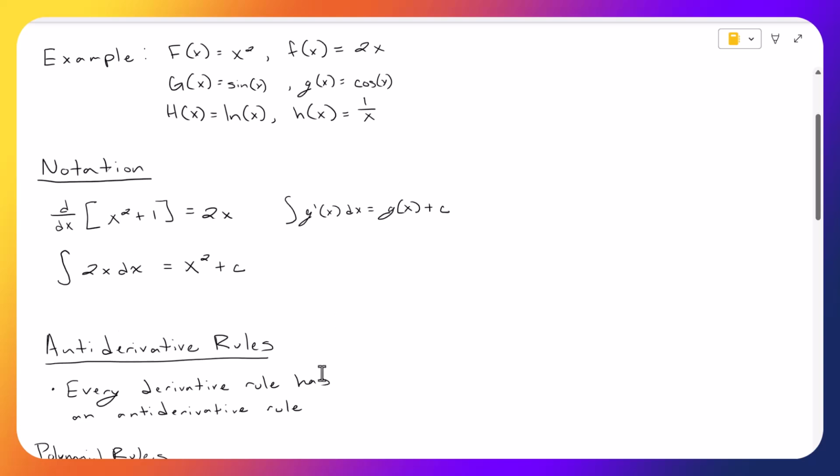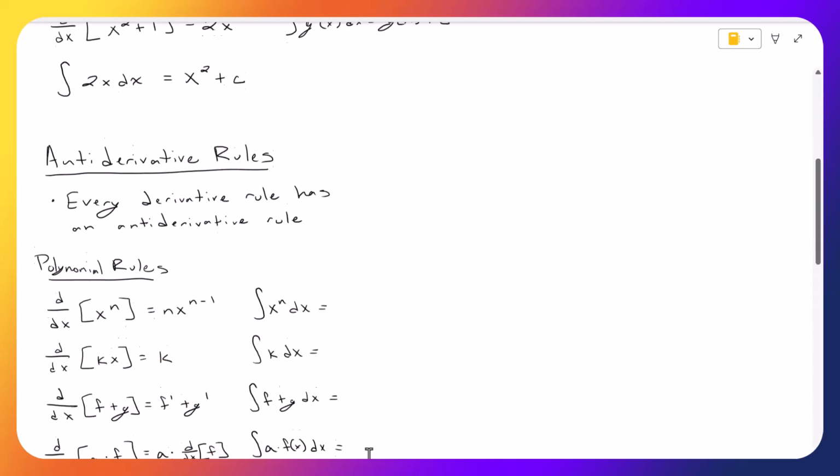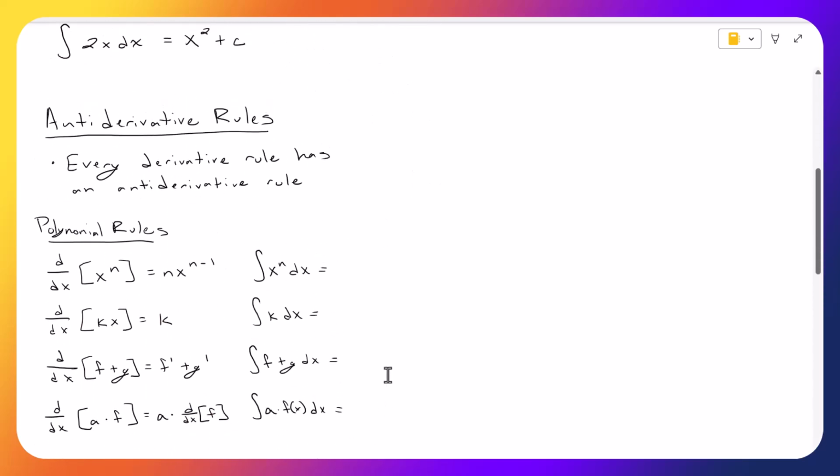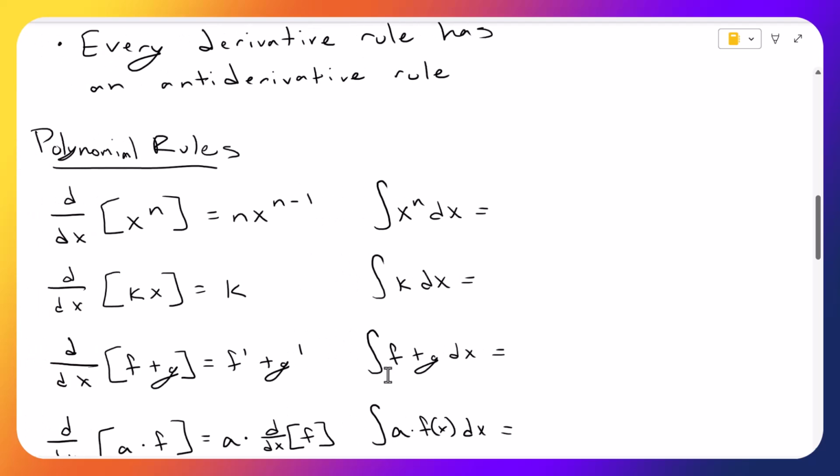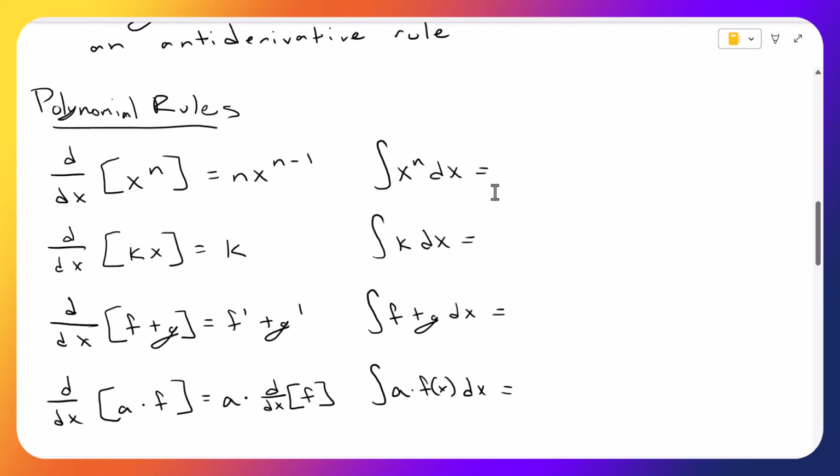Moving down, antiderivative rules. Every single derivative rule has an antiderivative rule. I'm going to take this time to cram in all the derivative rules that I didn't go over in depth, and what their integral analogy is. So, starting with all of our polynomial rules, this is our power rule. We're all very familiar with this rule.